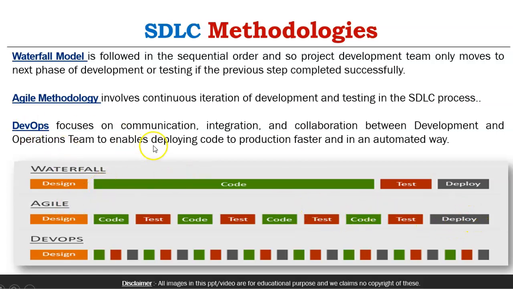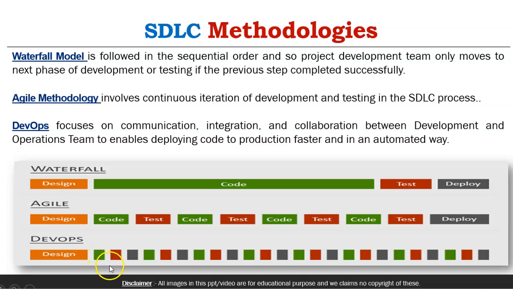Here DevOps comes in, which is a very good, evolving method that helps to communicate, integrate, and collaborate between the development and operation teams to enable deployment of code to production faster in an automated way. Here, post design, the code development happens, testing also happens in an automated way, and the deployment also happens the same way.